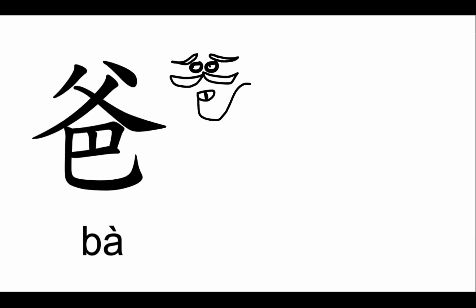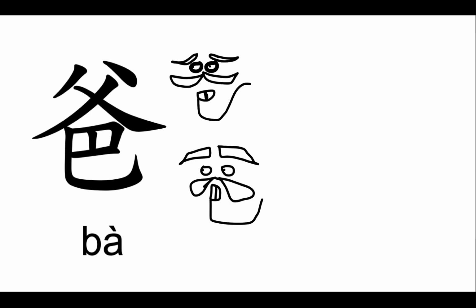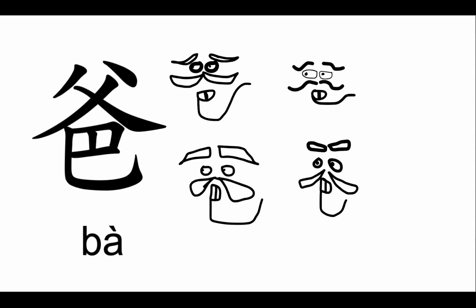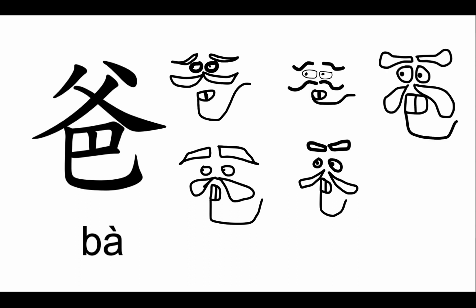Modern cartoonists often depict the character Ba as different kinds of fathers. These cartoons can help us remember how to write the character. But that's just a creative mnemonic device.